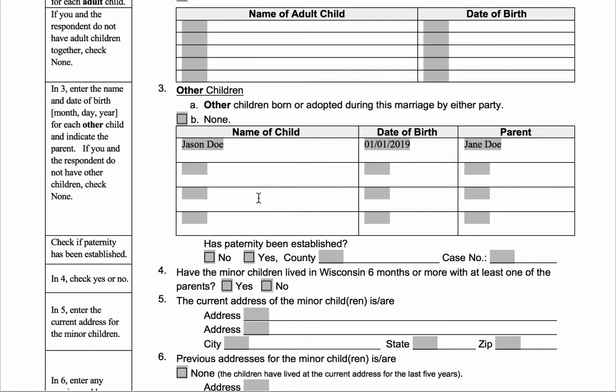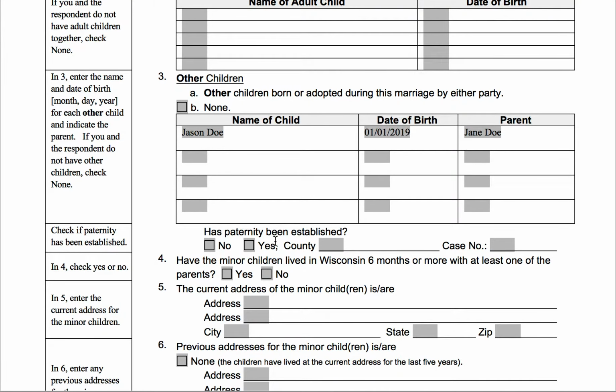Down here, if you filled in an other minor child, so we listed this child of Jane Doe's, it wants to know if paternity has been established. So if you know there was a court case, maybe if Jane were filling this out and she knows that she went to court and established that somebody other than John Doe, her husband, was the father, then we would say yes, and we would include the information about what county that case happened in and the case number.